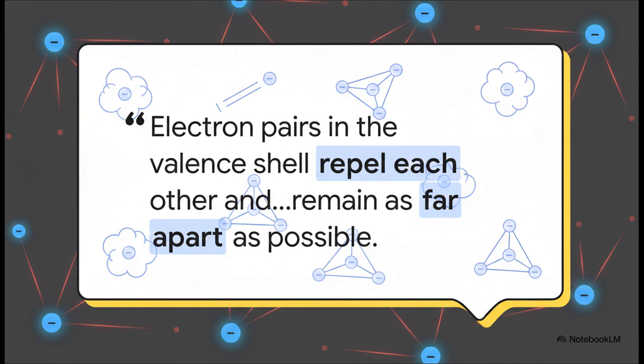This is the golden rule, okay? Electrons are negative. So what do they do? They repel each other. They push away from each other. So to get to the most stable shape, they're just going to get as far apart from each other as they possibly can. That's it. Seriously, that one concept is going to define every single shape we look at.